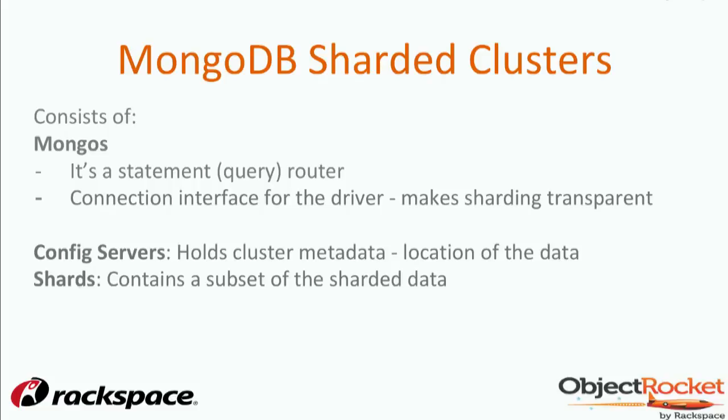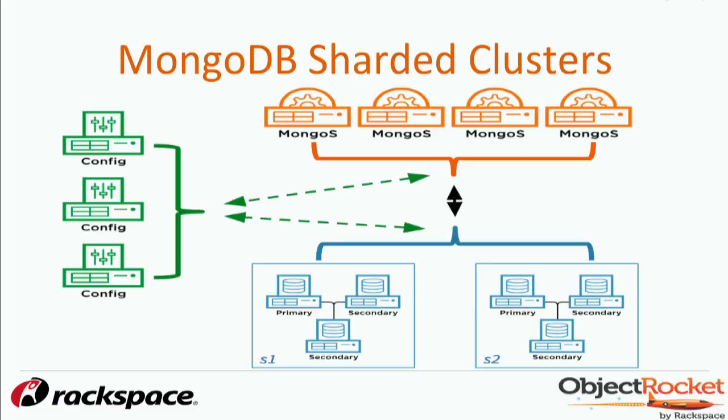This is a horizontal type of scaling. So I'm going to have multiple servers. I need to have a common repository so my clients will know where the data live, and that's the config server. And finally, the shards, they hold the actual data, because that's what databases are for, to store data.